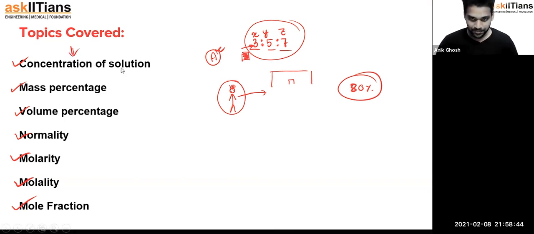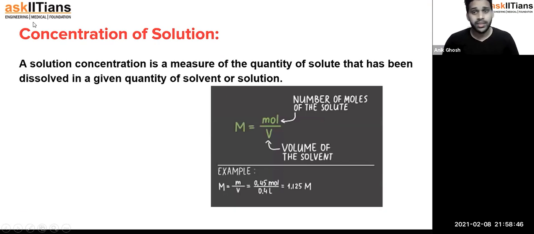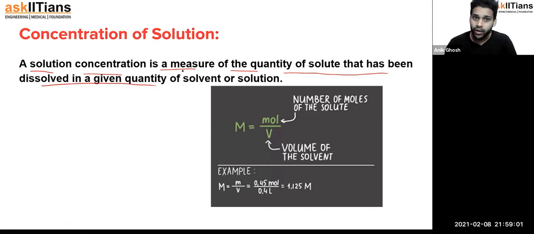Let's see. The first thing is, what is the concentration of a solution? A solution concentration is a measure of the quantity of the solute that has been dissolved in the given quantity of solvent. If we try to understand it in a simpler manner, what would you say if I just ask you what a concentration is?